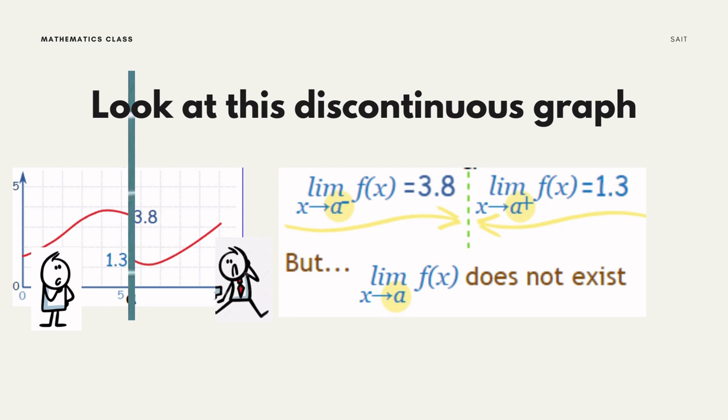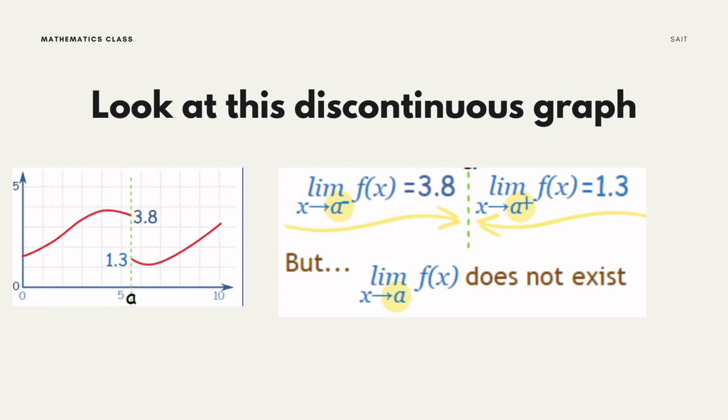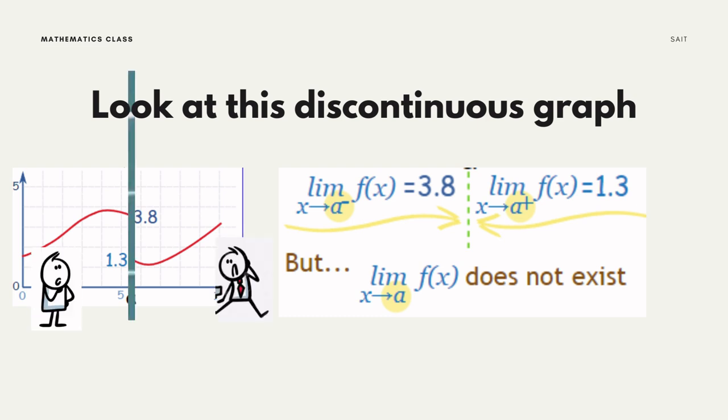Look at these two guys standing on both sides of the wall. This is the wall, remember, this is the line. I said it's like a wall, so they can't see the other side. So this guy is asked, what is the value of this part of the graph when it's getting close to 5? He can only see this side of the graph, so he says 3.8.